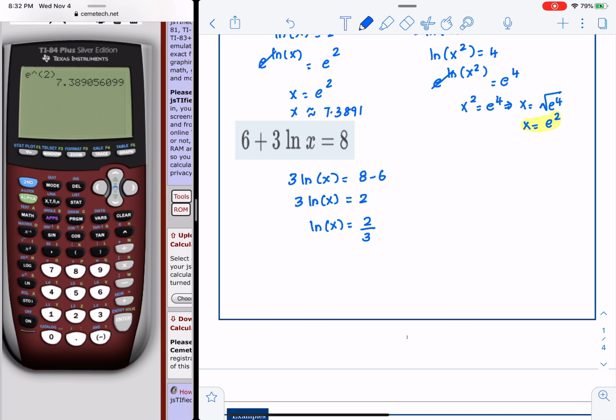So exponentiate on both sides, e raised to ln of x would equal e raised to 2 over 3. The exponent and the logarithm would get cancelled. So x would equal e raised to 2 over 3, which we can evaluate using the calculator. 2 over 3, 1.95, or we could write it as 1.948. The more decimals we have, the better it is.